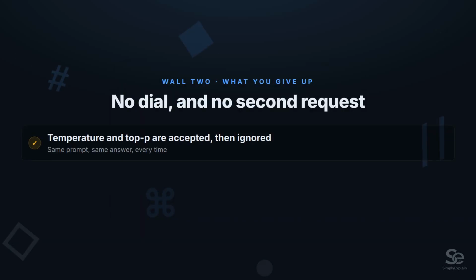Second, it only does greedy decoding. Temperature and top P are accepted and then ignored, so there is no dial for creativity. And it handles 1 request at a time. A second gets a 429.